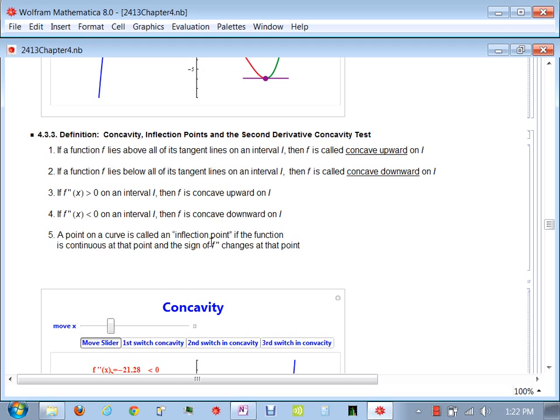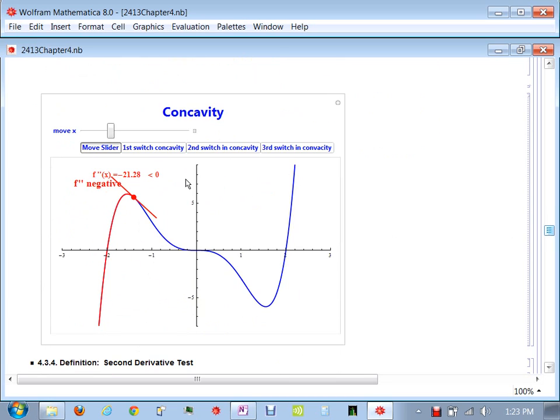Anywhere that you have a place where you change concavity, it's called an inflection point. So here you can switch. Here's the first switching concavity right here. Here we're frowning, concave down, and then right there is where we make the switch. Concave up. So there's our first inflection point. Here's our second inflection point, and here's our third inflection point. Okay? Questions on that?